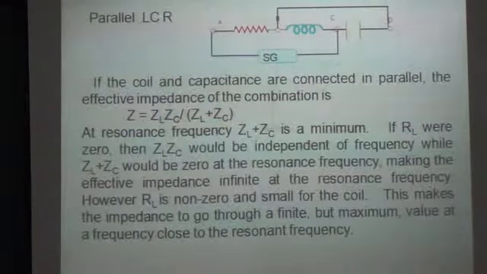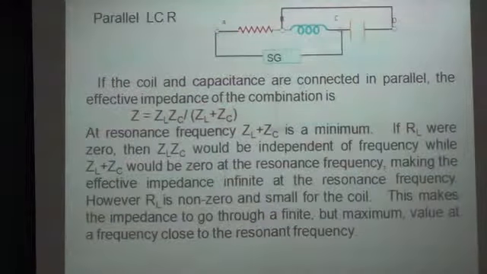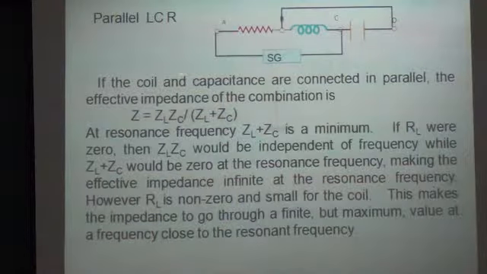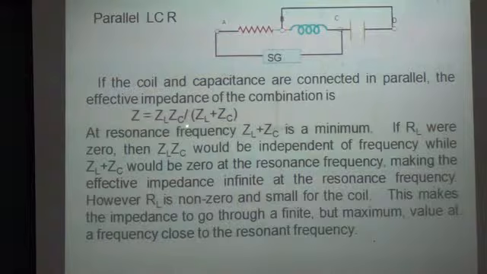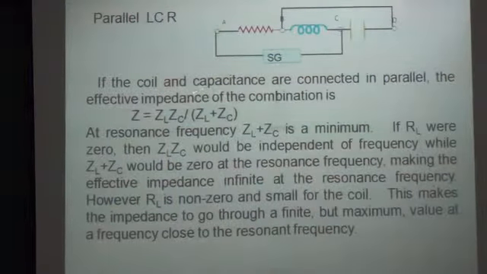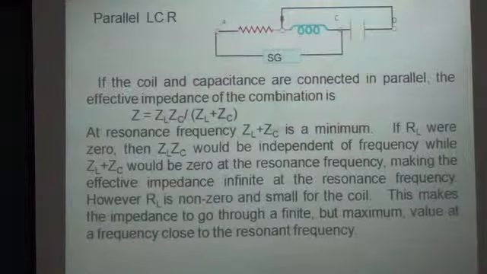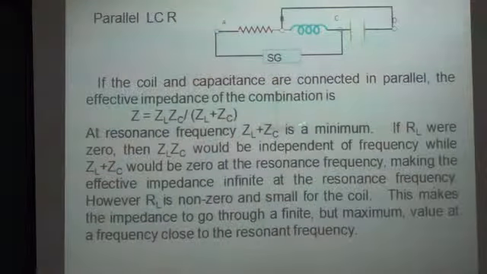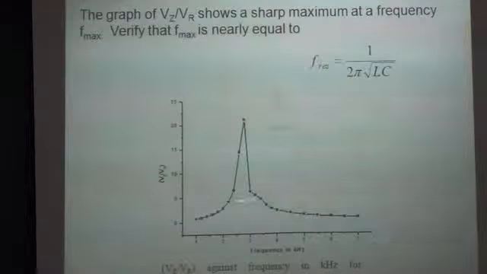A parallel circuit will also have a similar thing, where my L and C will be in parallel. Now what will happen? My impedance is ZL ZC upon ZL plus ZC. Now this can pass through a minimum of ZL plus ZC, again with XL and XC going through 0. So this will have a maximum. This time impedance will be maximum at a particular frequency, and that is resonance.